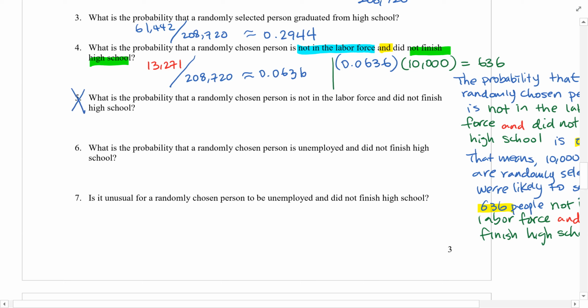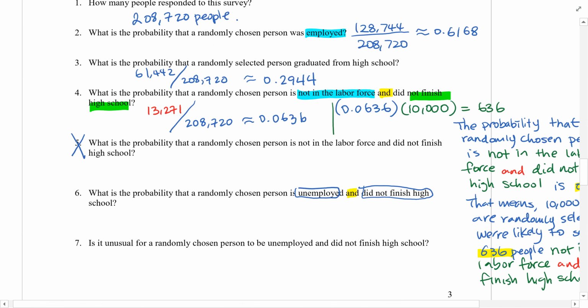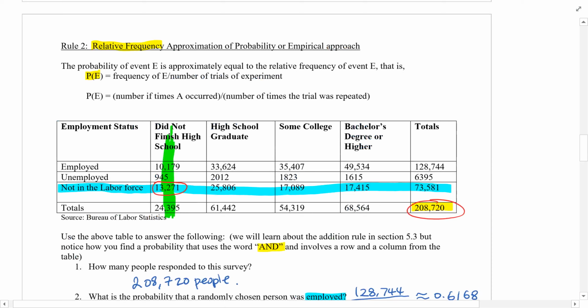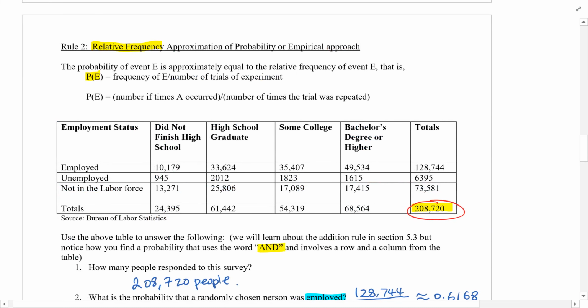What's the probability that a randomly chosen person is unemployed and did not finish high school? Again, I'm looking for the keyword "and" here, and I'm looking for unemployed and did not finish high school. Back to my table. First, unemployed. So unemployed is the second row. Not finished high school. The overlapping number here is 945.